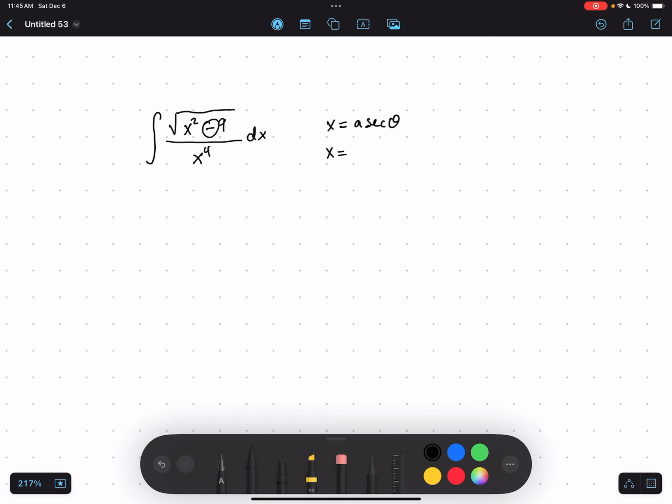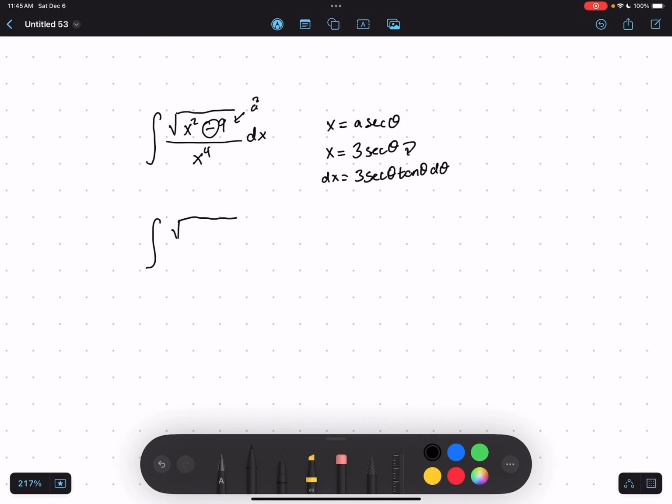And then we'll furthermore say x equals 3 secant theta, because 3 is the square root of 9, which represents a squared. And then we'll do dx equals 3 secant theta tangent theta d theta, as that's the derivative of x. And now we're okay to go ahead and plug these in.